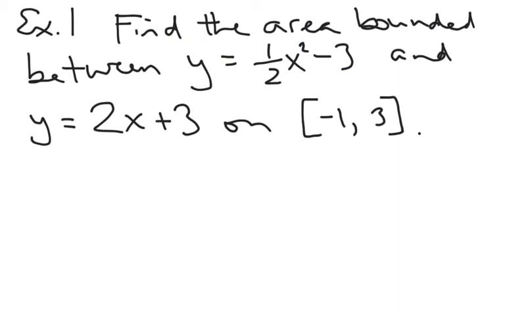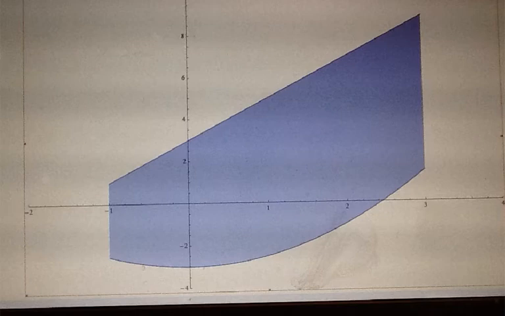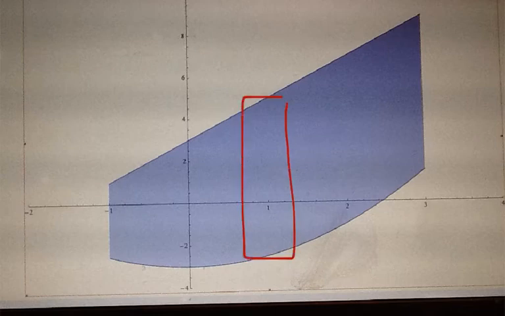Example number 1. Find the area bounded between y equals 1/2 x squared minus 3 and y equals 2x plus 3 on the interval [-1, 3]. Pause the video, go sketch a picture. This is just a parabola and a line, and take a look at what's going on. Alright, so hopefully you have a picture now, so you can see what's going on. This is the graph. It's the same graph we drew the rectangles on earlier.